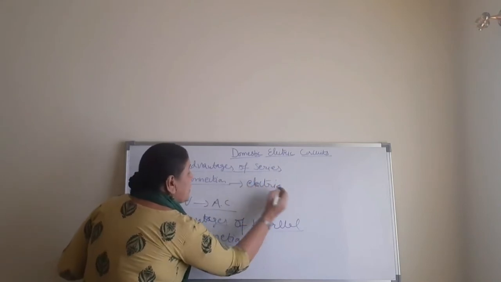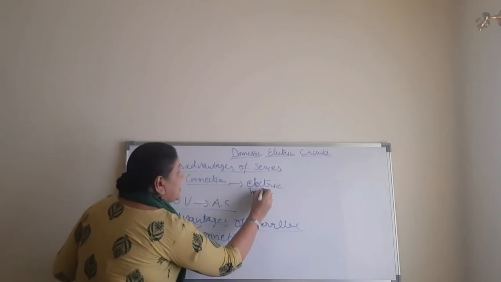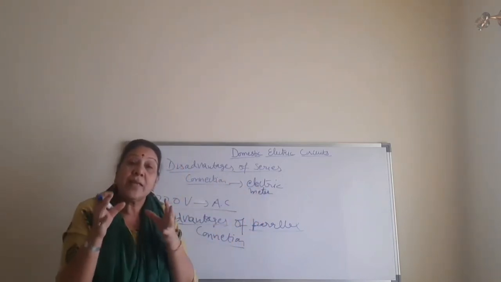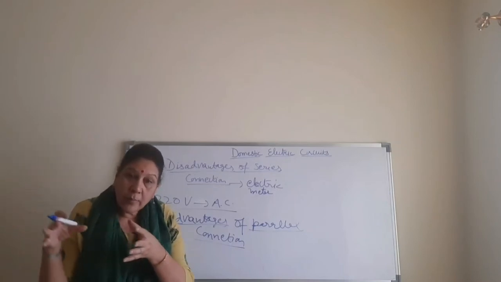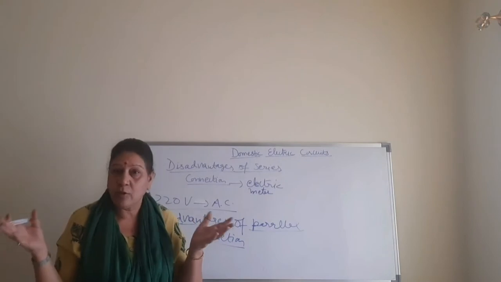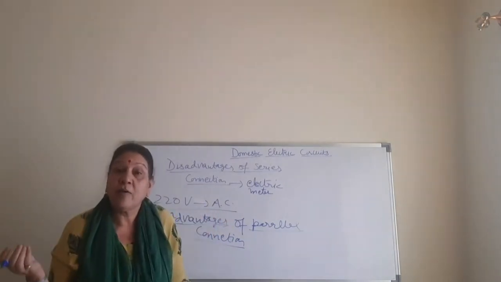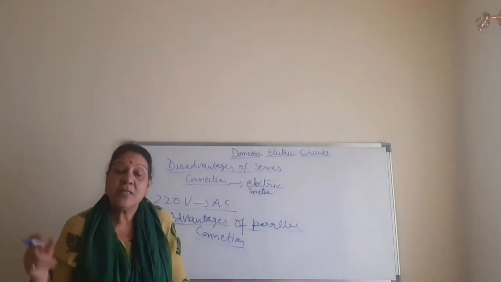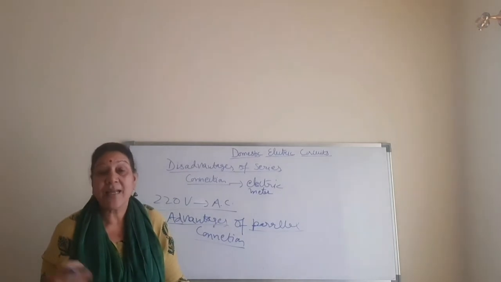So the electric meter is connected in series. In series we put the electric meter, because at the beginning, where from the source the electric current is coming, we have the big meters in our houses to measure the amount of electric power we are consuming per month. So that electric meter is always put in series. This is all about series and parallel connections, the advantages and disadvantages.